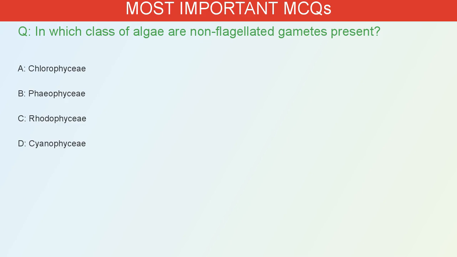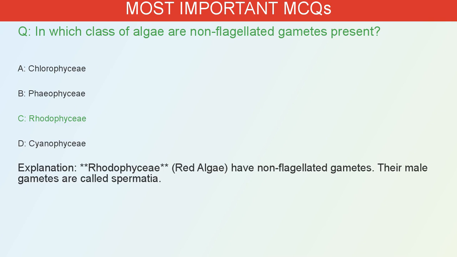In which class of algae are non-flagellated gametes present? A. Chlorophyceae. B. Phaeophyceae. C. Rhodophyceae. D. Cyanophyceae. The correct answer is C. Rhodophyceae, the red algae, have non-flagellated gametes. Their male gametes are called spermatia.